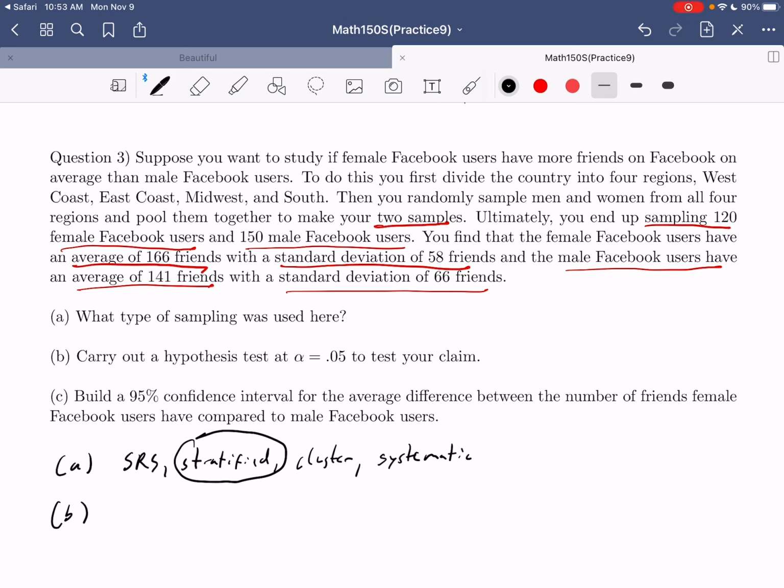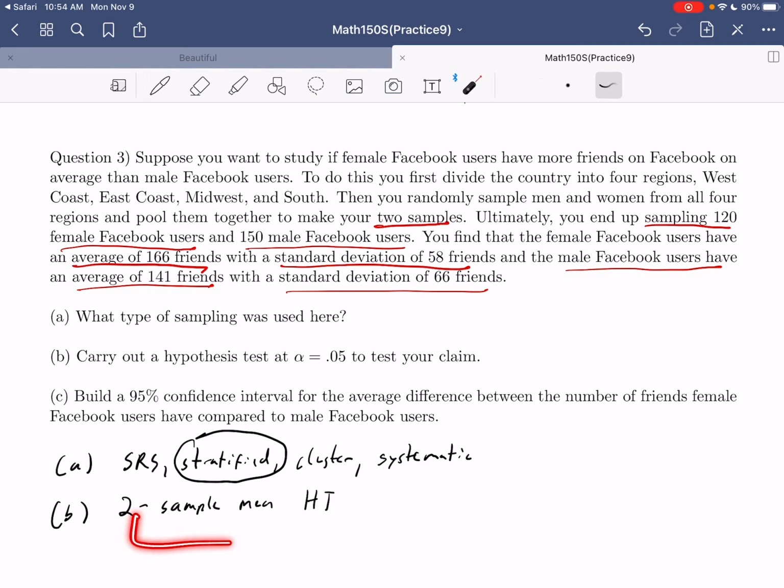Okay, now let's go to B. We're going to do the hypothesis test. What type of hypothesis test is this going to be? Well, like we said, we know it's two samples. Are they matched together? No, they're two totally separate populations. We have female Facebook users and male Facebook users. So this is going to be a two-sample mean hypothesis test.